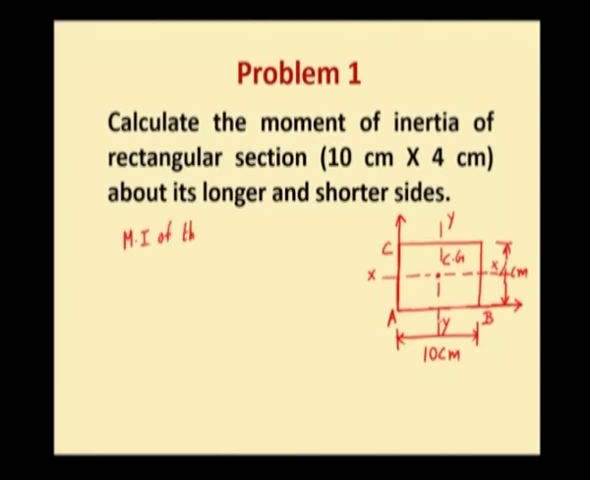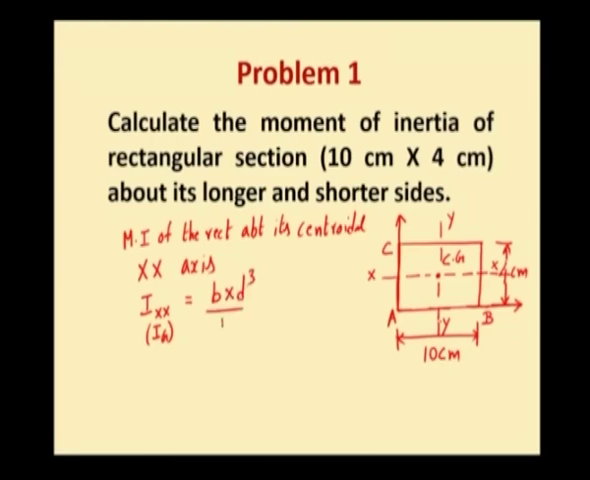Moment of inertia of the rectangle about its centroidal x axis, IXX, or here it will be IG, will be equal to B into d cube by 12. Now, the dimension parallel to the x axis is AB, which will be taken as the breadth B. So, B here will be equal to this 10 centimeter. So, 10 into the other dimension which is perpendicular to this x axis, which is 4 centimeter, will be the depth here. So, d cube will be 4 cube divided by 12.